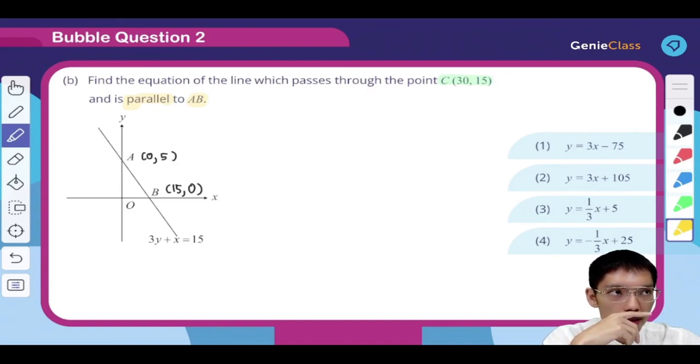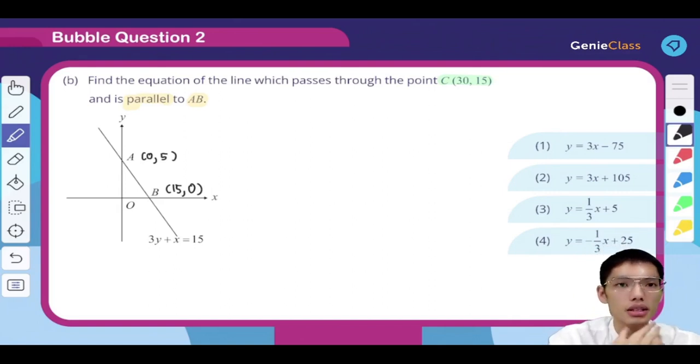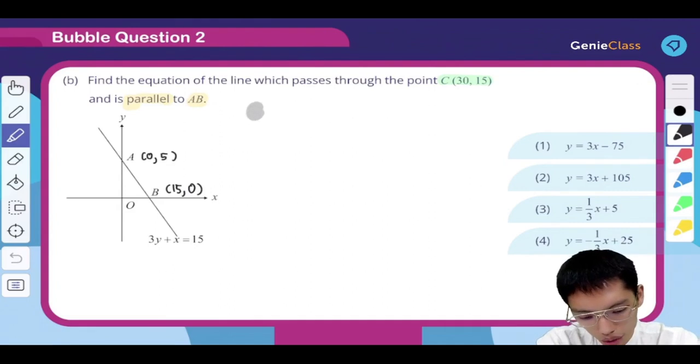Okay, I think some of you got confused over here. But take note regarding my coordinates. First things first, I think that's where the mistake comes in. Parallel to AB. Can anybody tell me, when I say parallel, what can I say about my gradient?